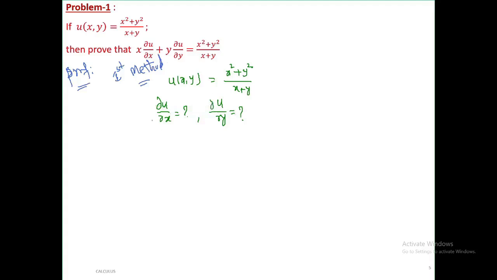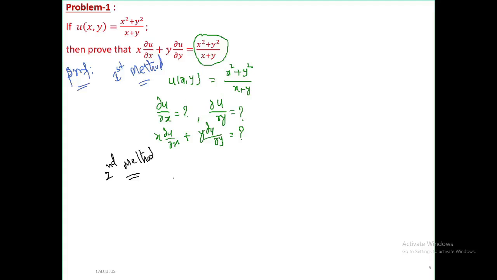That means x into ∂u/∂x and y into ∂u/∂y. Simplify this one: x ∂u/∂x plus y ∂u/∂y. Simplify this. You must get this one, which is (x² + y²)/(x + y). This one we will get. This is the first method. Okay, second method, by using Euler's theorem, you can do it without computing those partial derivatives.